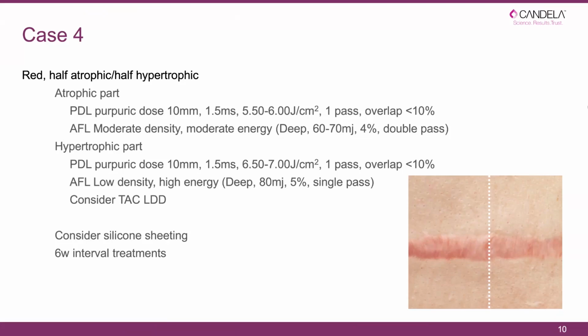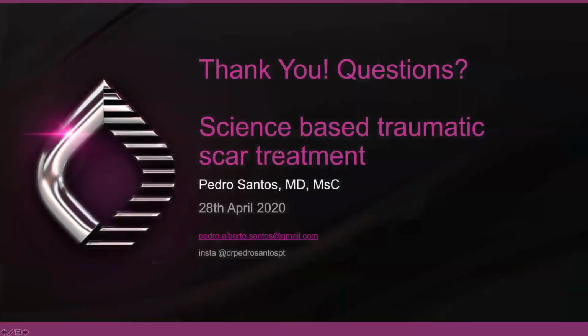double pass of 4% density. And on the hypertrophic part, we should raise the fluence on the vascular laser, and on the fractional laser, we should lower the density, sorry, and raise the energy, and consider triamcinolone laser drug delivery on the hypertrophic part. We should also consider silicone sheeting here, and again, our treatment interval is 6 weeks. Next slide. And that's it for me.